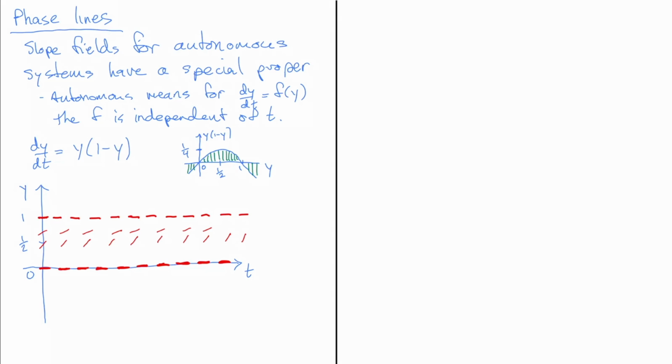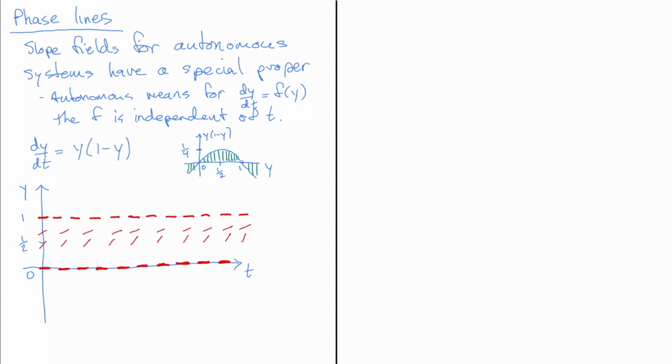And every one of these has to have the same tilt because they're all at the same y value. No matter what the y value is, no matter what the t value is, this function did not depend on t, so we just take the value y and find the slope at that point, and that's what the slope has to be throughout.